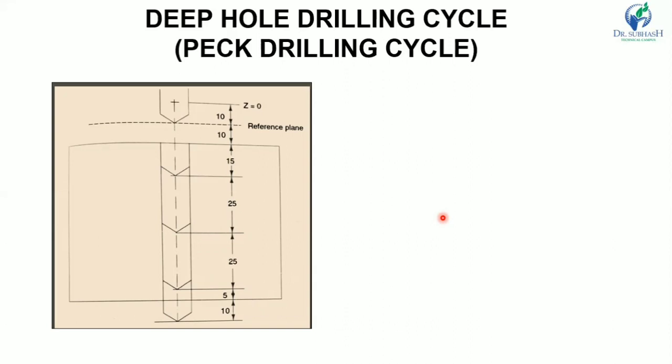Now consider this workpiece in this figure. The diameter is 10 mm and the hole depth is 70 mm. The reference plane is 10 mm above the surface, and the over travel required is also 10 mm. So the total movement of the drill is 90 mm.